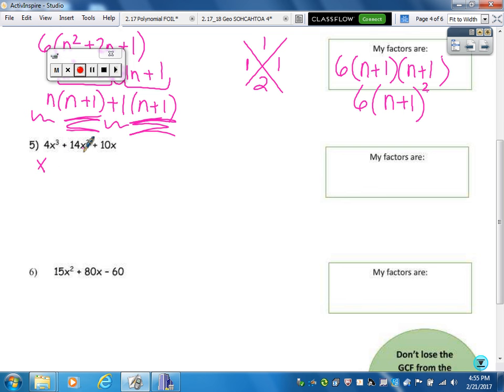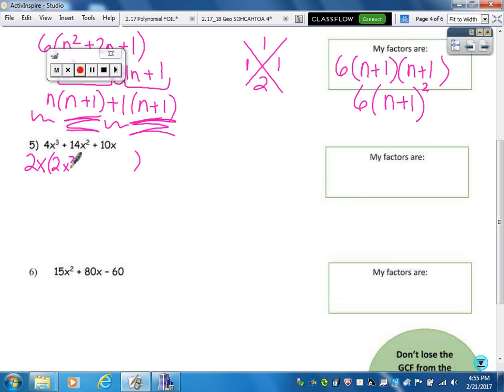Also 4, 14, and 10, they're all even. So they're all divisible by 2. The only other thing we could have maybe pulled out of there is a 4, but a 4 doesn't go into a 14 or a 10. All right, so GCF of 2x, what's left over when we pull that out?